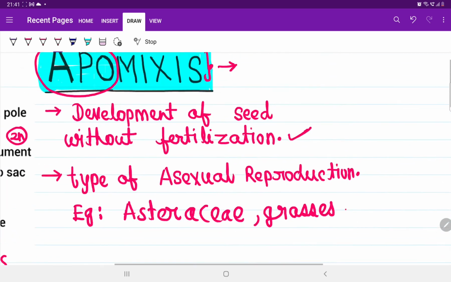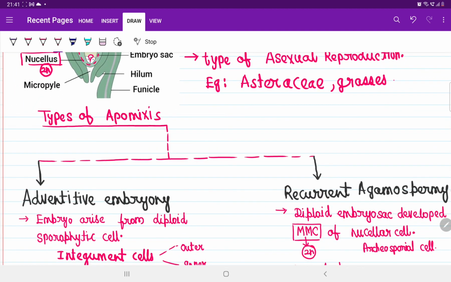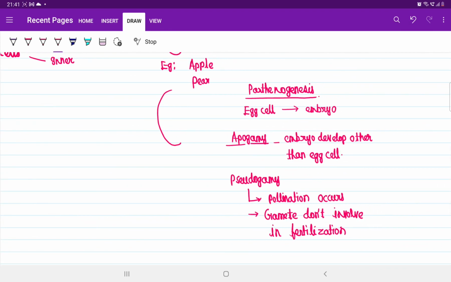So in this video we discussed what apomixis is, then we discussed 2 types of apomixis, and then we saw some related terms: parthenogenesis, apogamy, and pseudogamy. The remaining things we'll see in the next video.